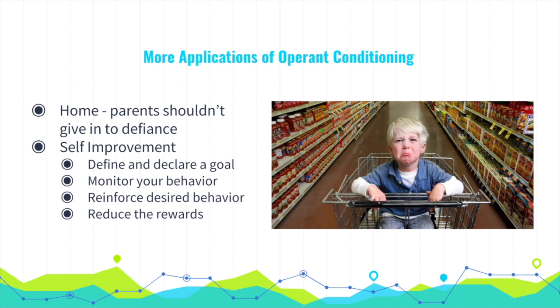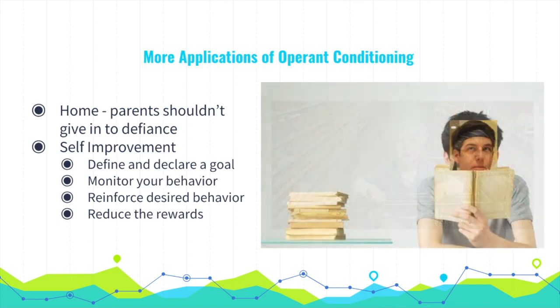Parents should remember the basic rule of shaping. When they see their children doing something right, encourage them. Providing children with attention when they behave well is the best formula for parenting. Operant conditioning can also apply to self-improvement.